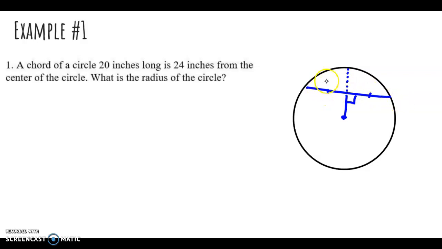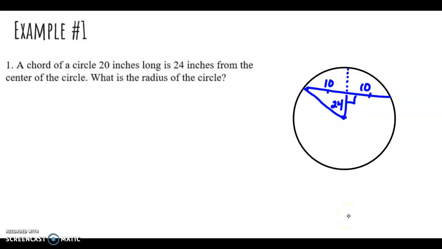Now, obviously, my drawing's a little bit off, so the whole thing was 10. I'm sorry, the whole thing was 20, so this would be 10, this would be 10, and we know this distance here from the center to the chord was 24. So it looks a little hinky, but you get it. We're trying to find a radius, so all we have to do here is draw in a radius.